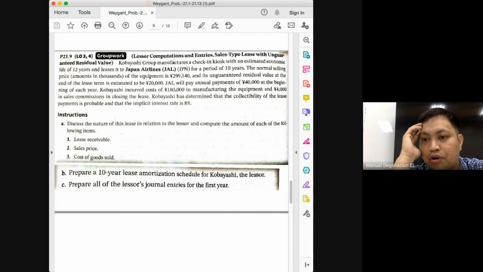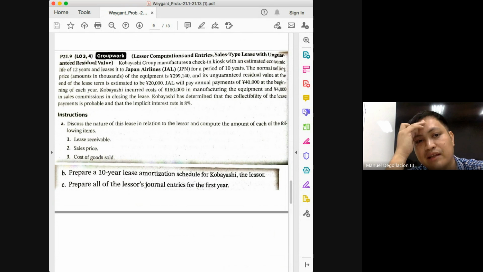Okay? So your periodic payment here is 40,000. What rate are we going to use, class? 8%. What factor are we going to be using? Still annuity due, correct? And for 10 years. So 10 years, 8%. Your PV factor would be how much? 7.24689. So you multiply 7.24689 by 40,000. The present value of your periodic payments would be 289,876.